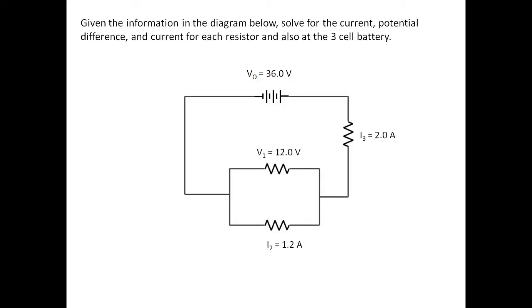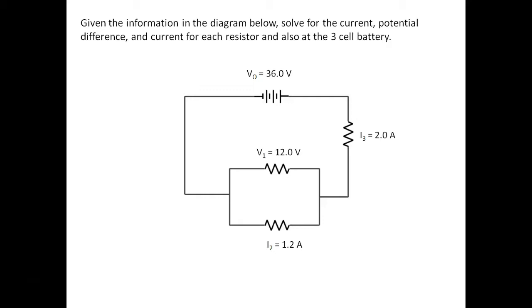Now let's look at a circuit that's a bit more complicated. In this case, we have a circuit that has two resistors that are in parallel with each other and a resistor that's in series. We know the potential difference supplied to the power source. We know the potential difference for one of the resistors, and we know the current through one of them as well. So using this, we're going to determine the current and potential difference for each of the entities.